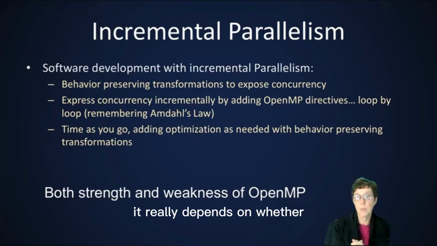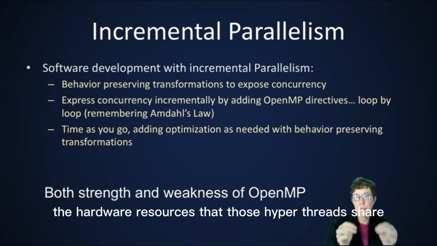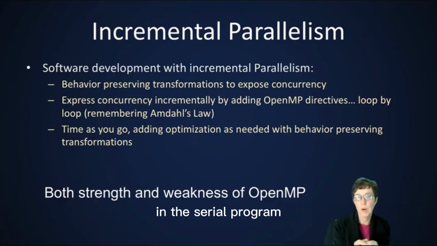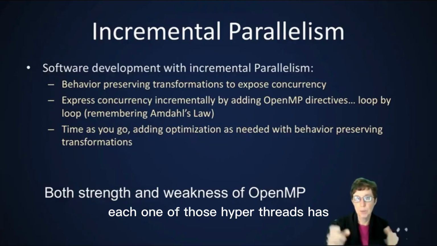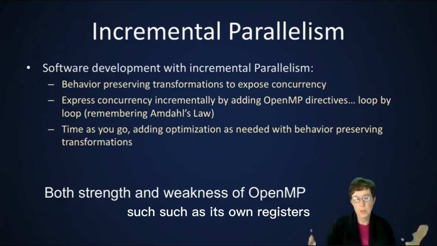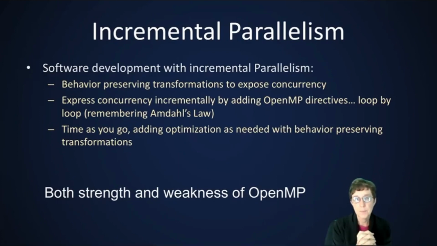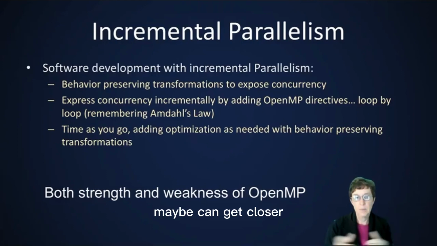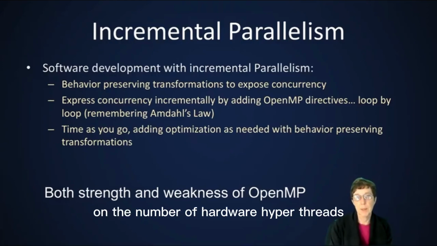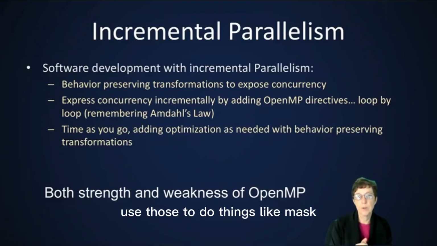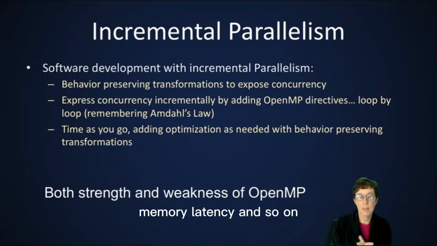It really depends on whether the hardware resources that those hyperthreads share are the ones that are limiting the performance in the serial program, or whether it's really separate pieces of hardware that each hyperthread has, such as its own registers, so it can do that computation on registers and maybe get closer to linear speedup on the number of hardware hyperthreads. But typically we're going to use those more to do things like mask memory latency and so on.